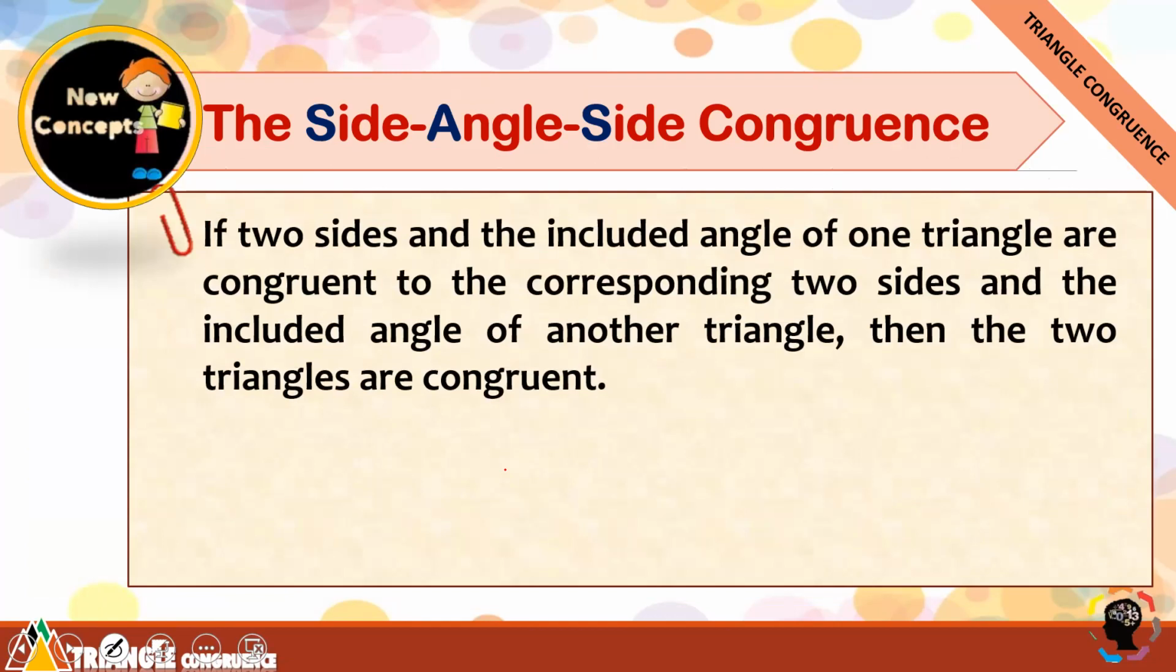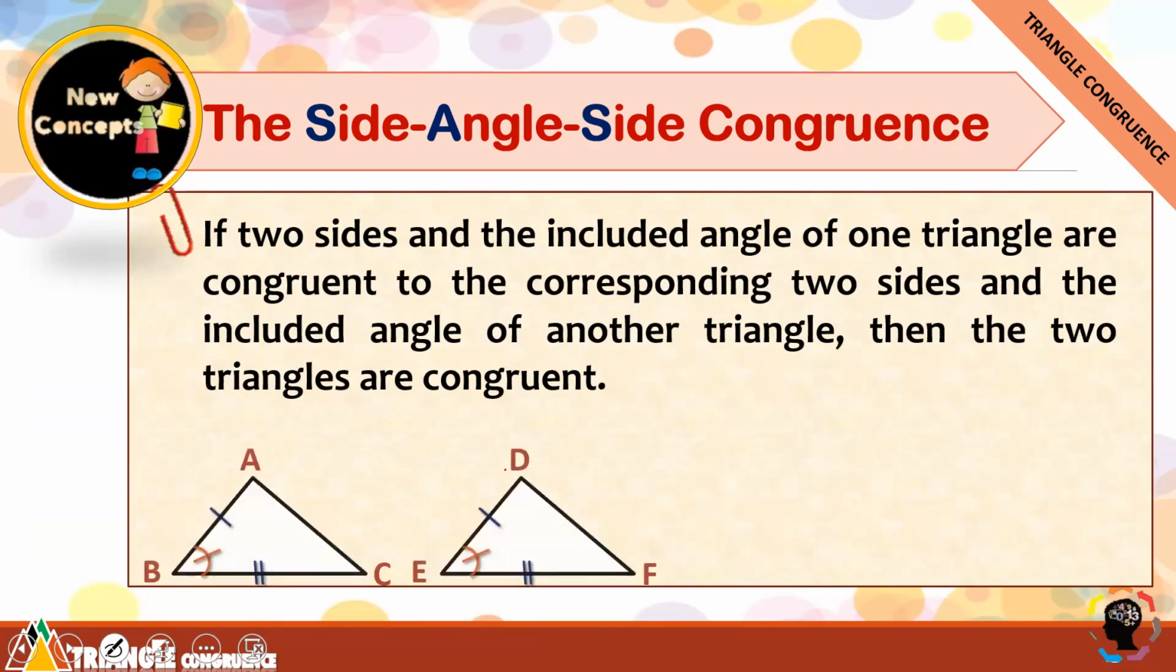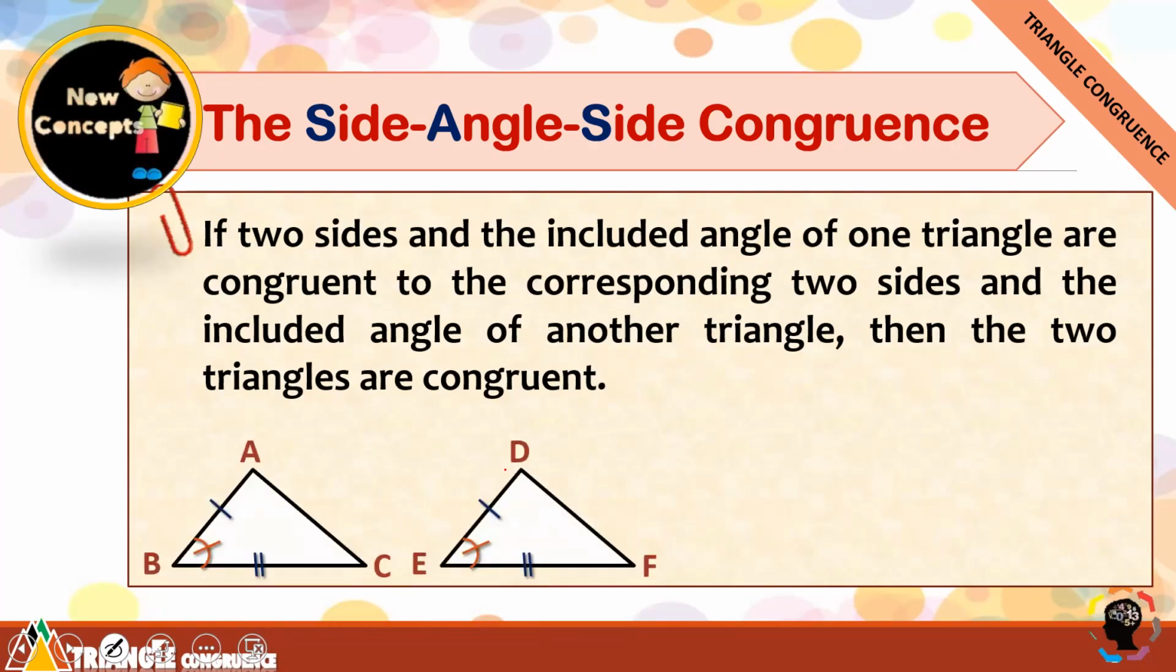If two sides and the included angle of one triangle are congruent to the corresponding two sides and the included angle of another triangle, then the two triangles are congruent. In the illustration, triangle ABC, if you notice, this side corresponds to this side, and then there's an included angle between these two sides.